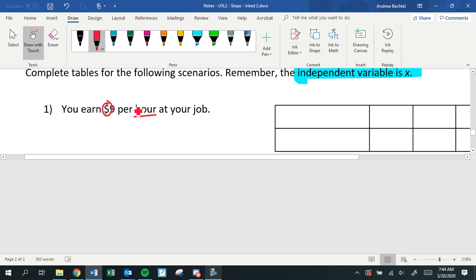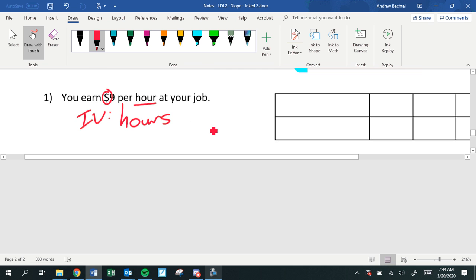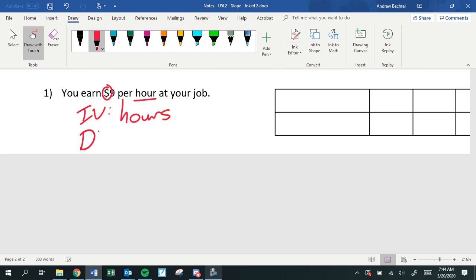When you go to your job, do you put in money to get hours back, to get time from your job? No, it's the other way around. You put your time in at your job. Hours would be your input or your independent variable, and your dependent variable, your output, would be money. We could also say that the amount of money you earn depends on how many hours you work.